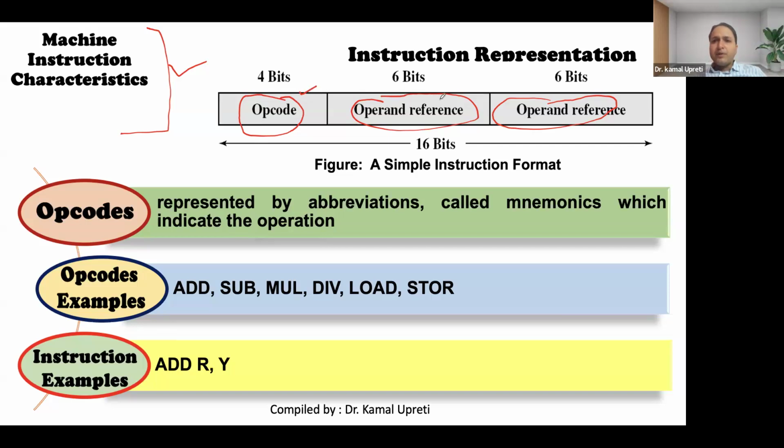Next is the operand references, in which we need to take into account how many bits we require. Next is the operand reference that we call 6 bits. So if you have a certain number of bits executing, 4 bits, 6 bits, and 6 bits, these three are the addresses we store in the form of an instruction representation. Okay, so we represent instruction registers, and we need to take care of three things: OP codes, OP code examples, and the instruction.